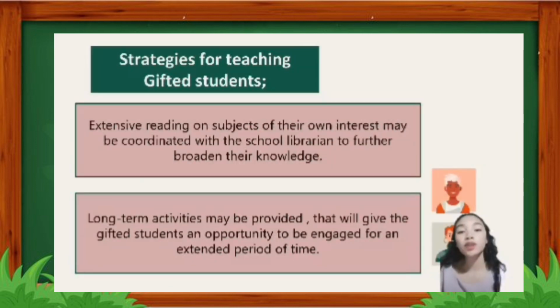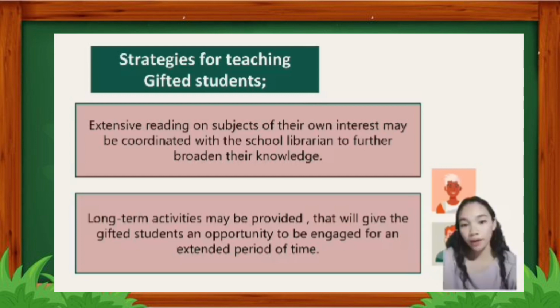Another strategy you can use is extensive reading on subjects of their own interest, which may be coordinated with the school librarian to further broaden their knowledge. Extensive reading helps learners to build reading speed and reading fluency. In particular, developing reading speed is important because it helps learners to understand language faster and better. One objective of extensive reading is reading for pleasure.